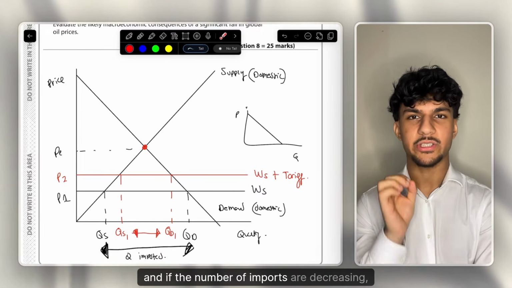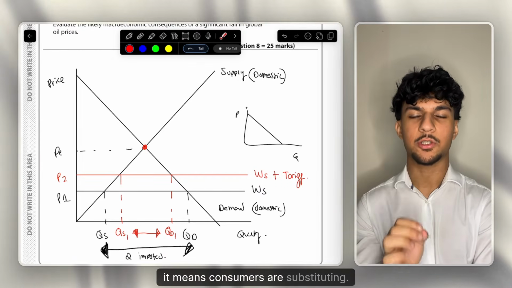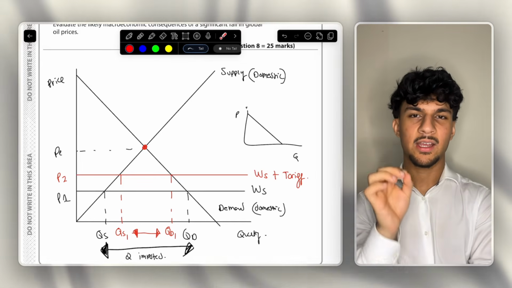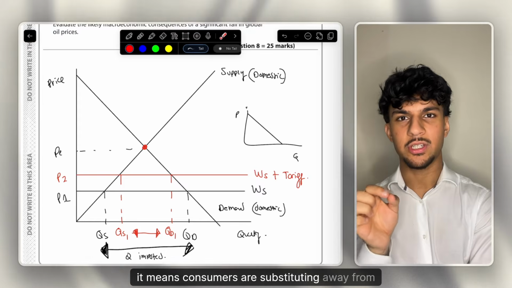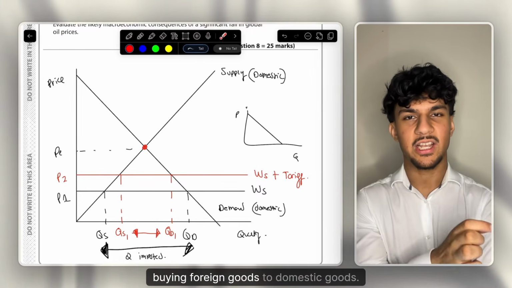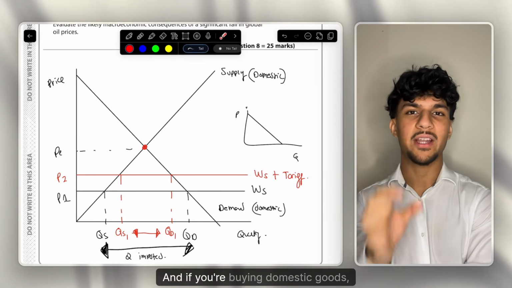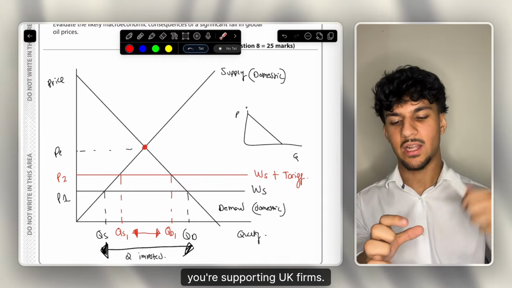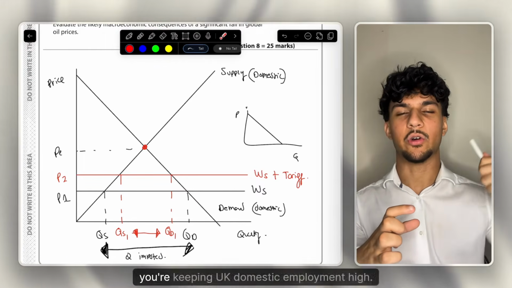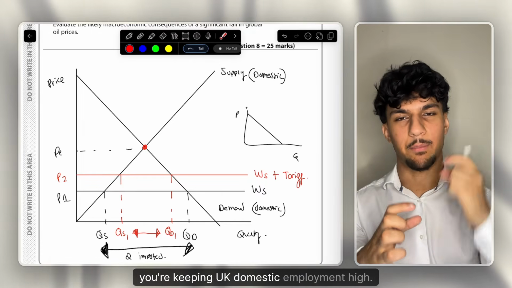And if the number of imports is decreasing, it means consumers are substituting, and this is the most important line. If the number of imports is decreasing, it means consumers are substituting away from buying foreign goods to domestic goods. And if you're buying domestic goods, if you're buying UK goods, you're supporting UK firms. If you're supporting UK firms, you're keeping UK domestic employment high.